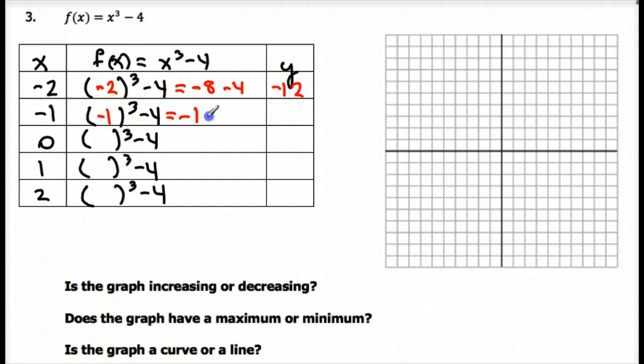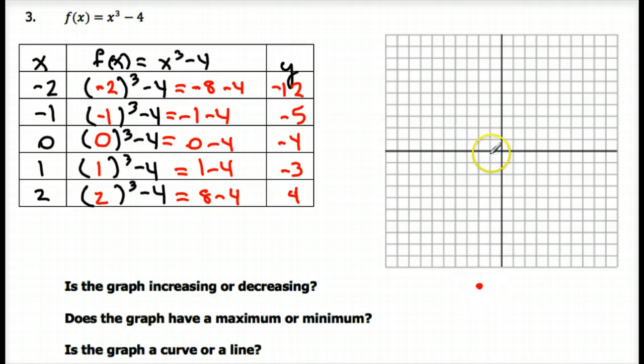And then we get negative 1 minus 4, which is negative 5. 0 cubed is 0, so you get 0 minus 4, which is negative 4. 1 minus 4 is negative 3. And then 2 cubed is positive 8. So 8 minus 4, we get positive 4. So my points are going to be negative 2, negative 12, which is going to be off the coordinate plane a little bit, about right down here. Then I get negative 1, negative 5. 0, negative 4, 1, negative 3, and then 2, positive 4.